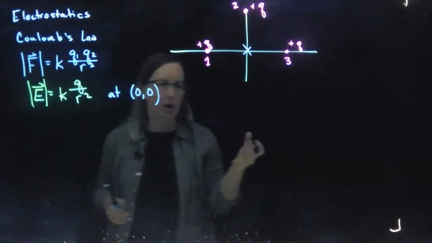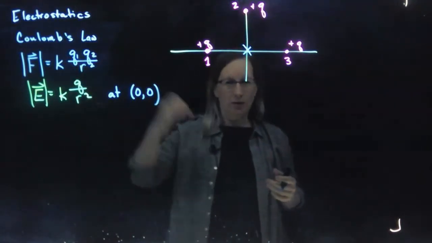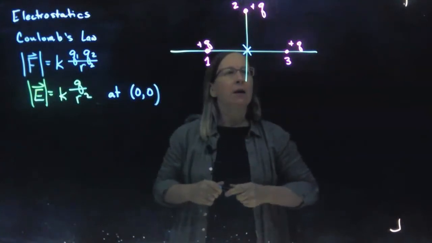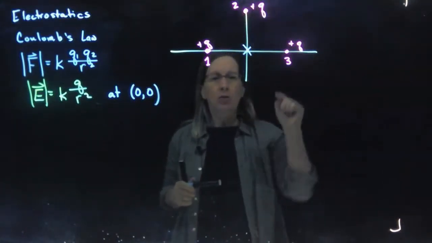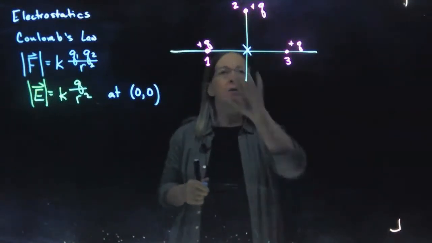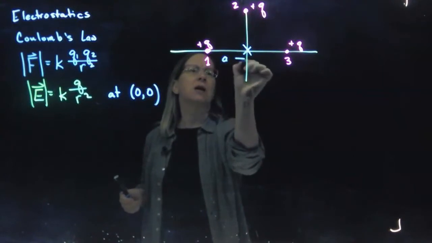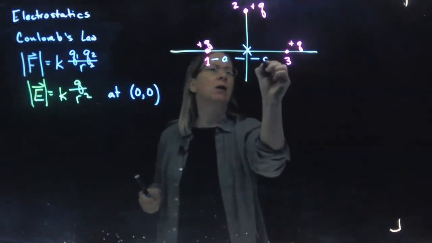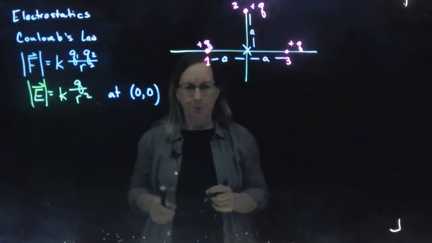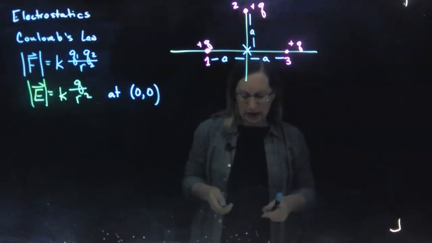There's no charge there. We don't want a charge there because then R would be 0 and we'd have infinite electric field. That's kind of a problem. And I'm going to say these are 3 identical charges. So Q for each of these is the same, and they're the same distance away. So in all of these instances, they are a distance A away. Okay. So the question is, what is the electric field?